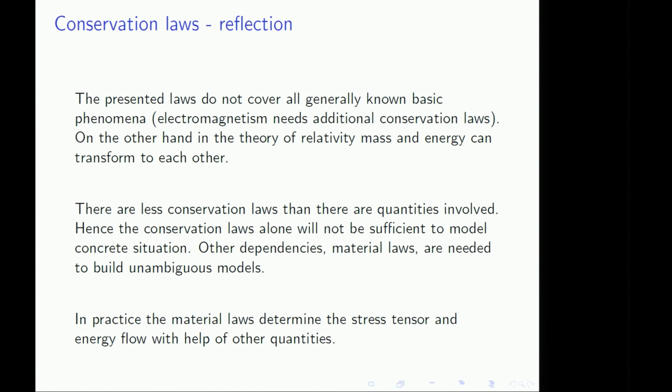On a very general level, the material laws tell how the material reacts to the force, so how the stress tensor behaves, and how energy flows in the system. At least in these cases, when we don't take chemistry into account.